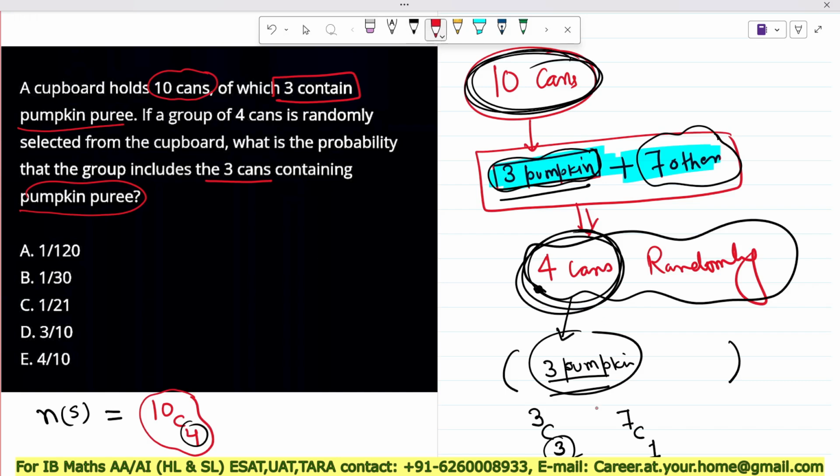And they should be multiplied because we have to select 4 cans. We don't have an option here. We are bound by a compulsory condition that we have to select 4. So 3 are selected here and 1 is selected here, so they should be multiplied to get the total number of cases. So 3C3 is 1 and 7C1 is 7. Do you know how I have written this quickly? Do you know NCN, NC1?